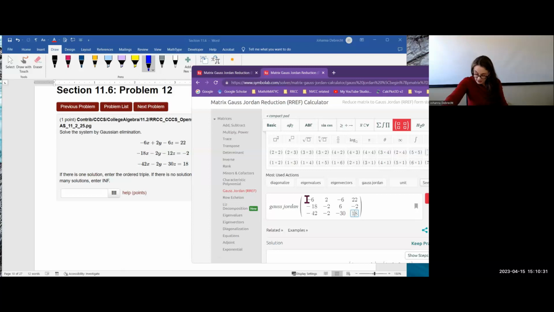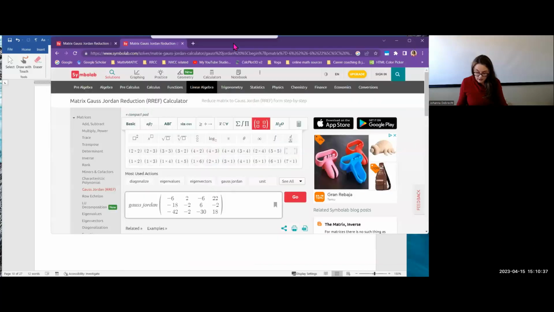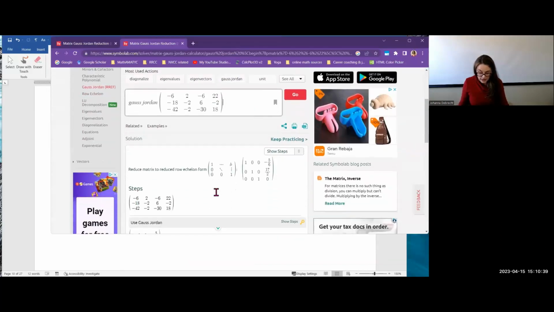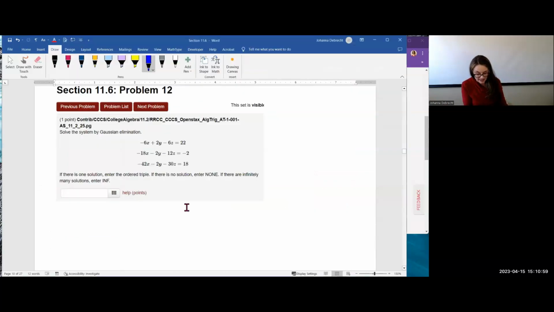Then I can hit enter or go, and it's going to take a moment and calculate the solution for me. Then I'm going to scroll down, and when I come down here, you'll see that I have the solutions down here. I've got Z equals 0, Y equals 17 halves, and X equals negative 5, 6. So this one would not have been so much fun to try to do by hand because of the fractions. All right.